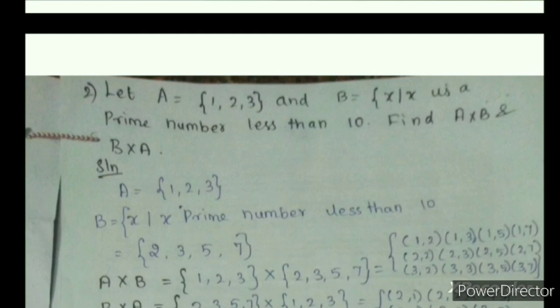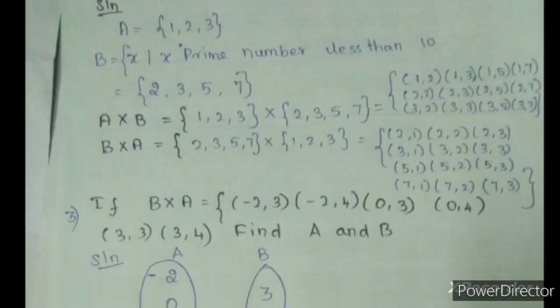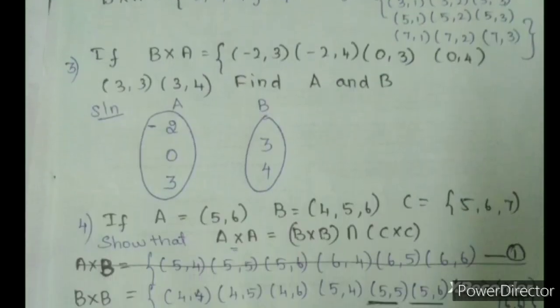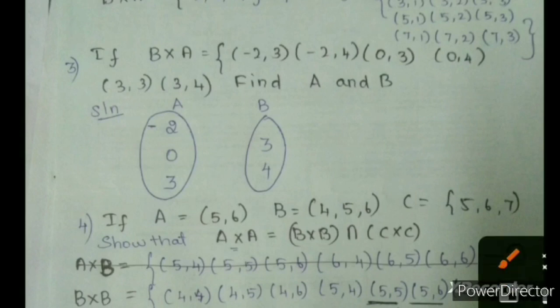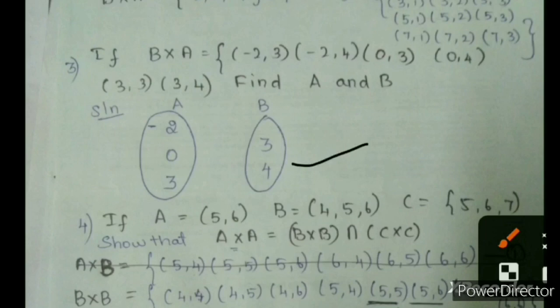Now we know how to do A cross B and B cross A. Do it by yourself and check the answers. See the next sum. If B cross A is this, find A and B. Very simple thing. By making two circles, we can do it. The number of elements is 6. So one set contains 3 elements and the other set contains 2 elements. We can give a space for that, and writing these things we will get the answer.